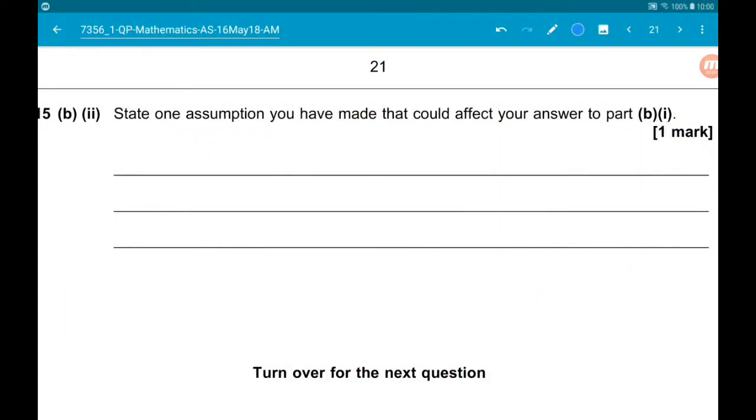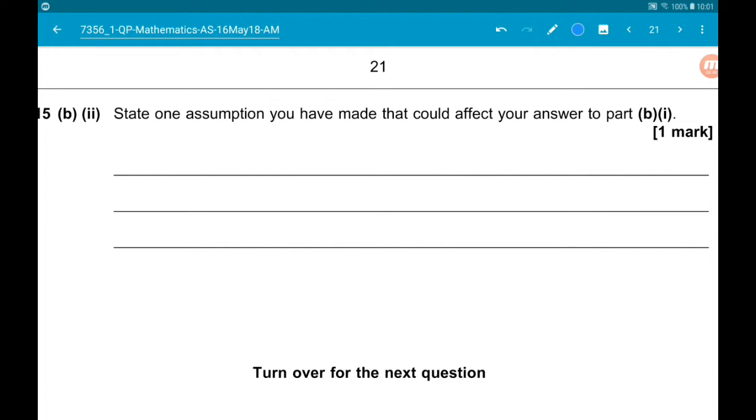Okay, then for the final part, we want to state one assumption that we have made that could affect our answer to part 1. The first one that springs to my mind is we have assumed a constant resistance force of 40 newtons, which isn't going to be the case. As the speed decreases, so too will the resistance force. So that will make a difference. It would probably mean we are actually going to travel further than we worked out.